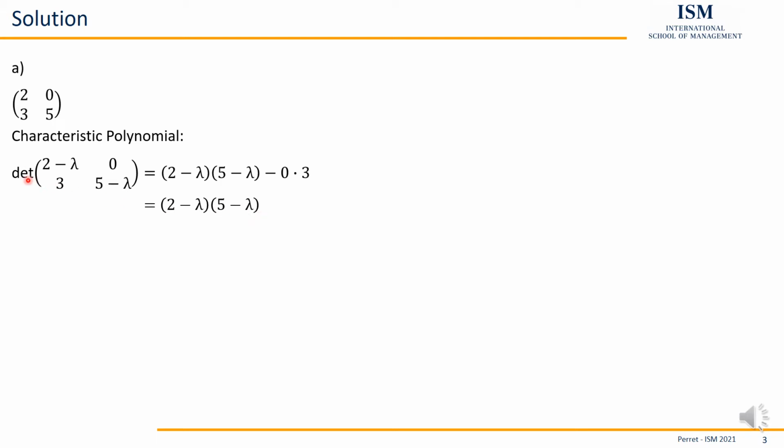We need the nulls of this characteristic polynomial, because the nulls of the characteristic polynomial, here 2 and 5, are our eigenvalues. So to get the eigenvalues, get the characteristic polynomial, then get its nulls. So the first step in this example is already done.